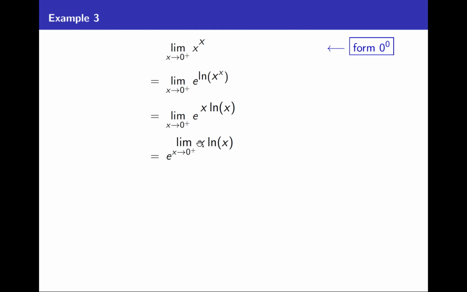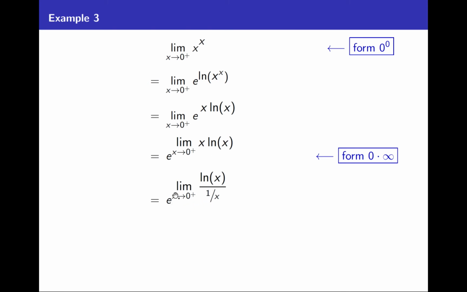x is going to 0, so the first factor x approaches 0. And what about the second factor ln of x? Remember that the limit as x goes to 0 from the right of ln of x is negative infinity. So this limit has form 0 times infinity. And we know how to handle limits of such a form.